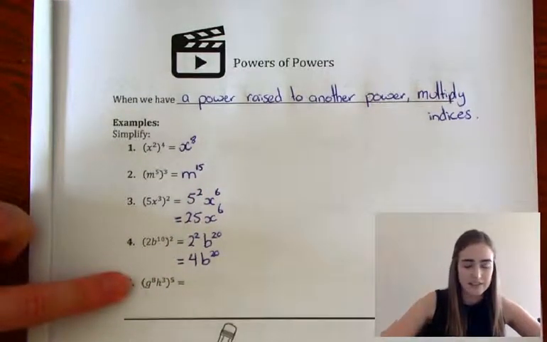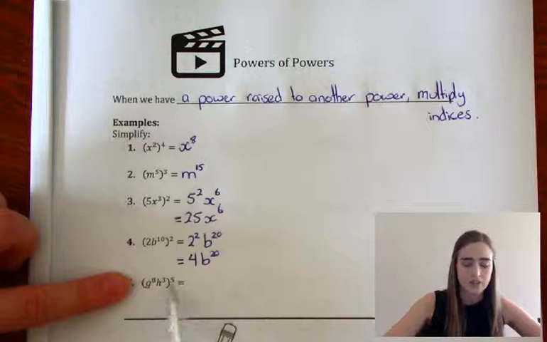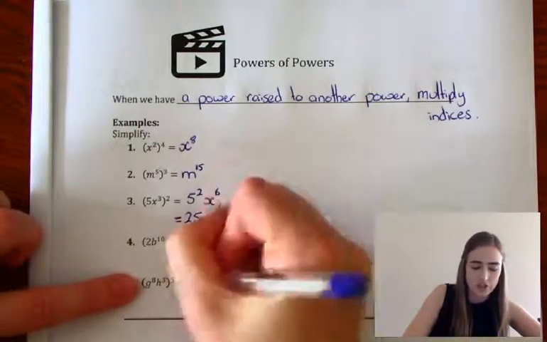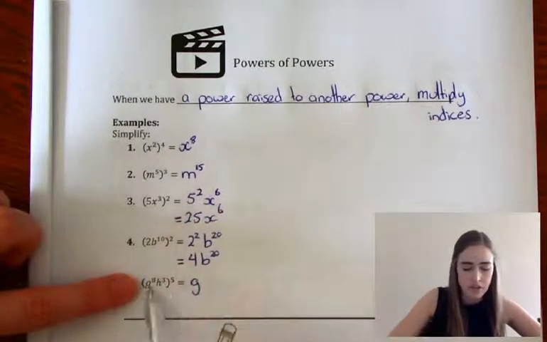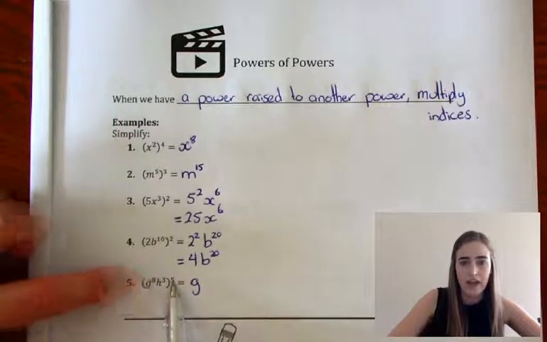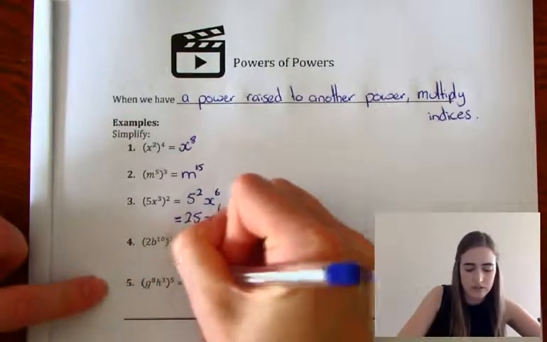Right, in this very last example, we've got g to the power of 8 and h to the power of 3, and all of that is to the power of 5. So in that one, that power is going to apply to everything. So we're going to have our g first. So that g to the power of 8, and then that's to the power of 5, so we'll times those together. So 8 times 5 is 40.